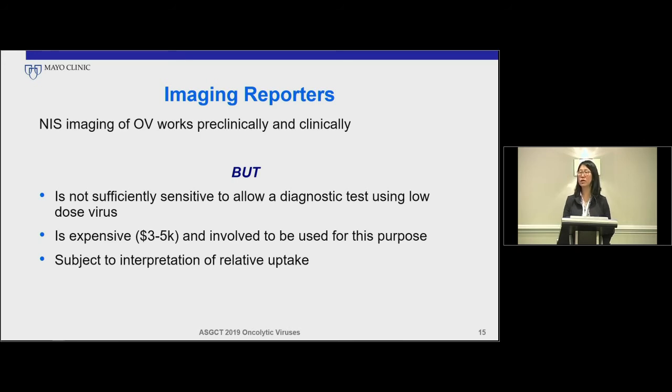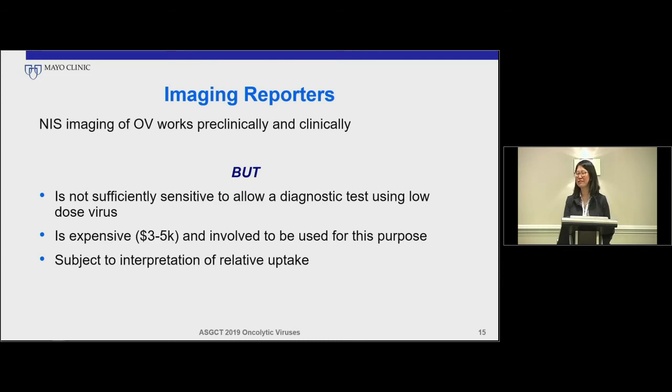So NIS imaging we have loved and developed for a long time, and now with the TFB F18 tetrafluoroborate tracer, we have been able to show that it has much better imaging quality and sensitivity in our human patients, and we're excited to pursue it further as we dose escalate. So NIS imaging works great preclinically and clinically. However, that is never enough, isn't it?